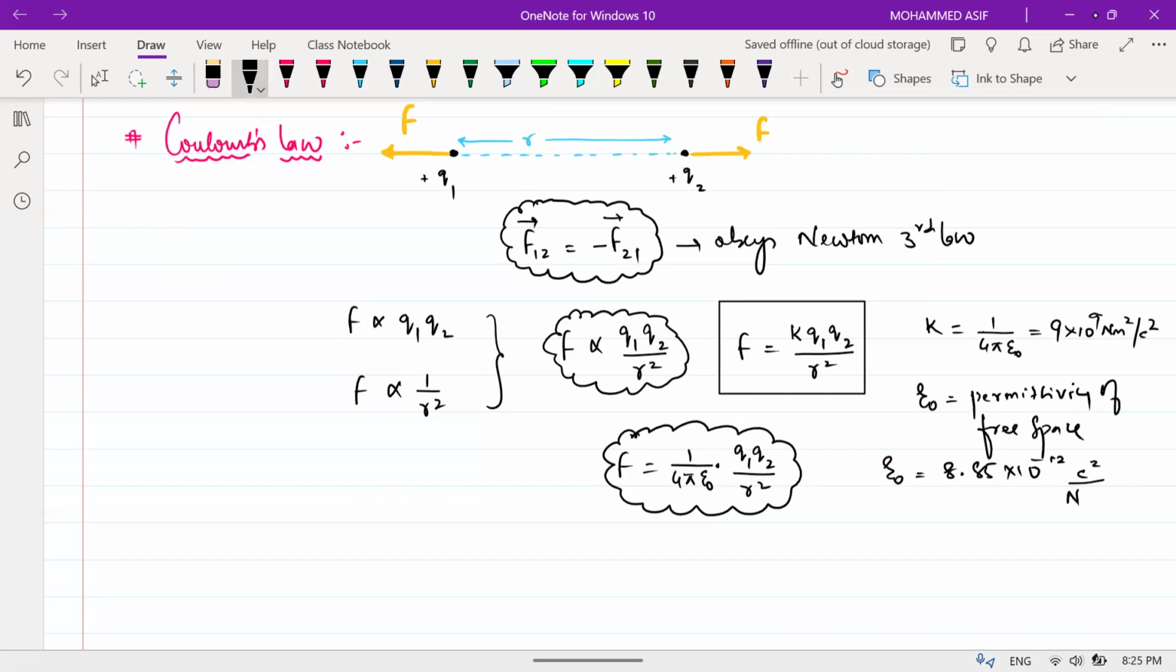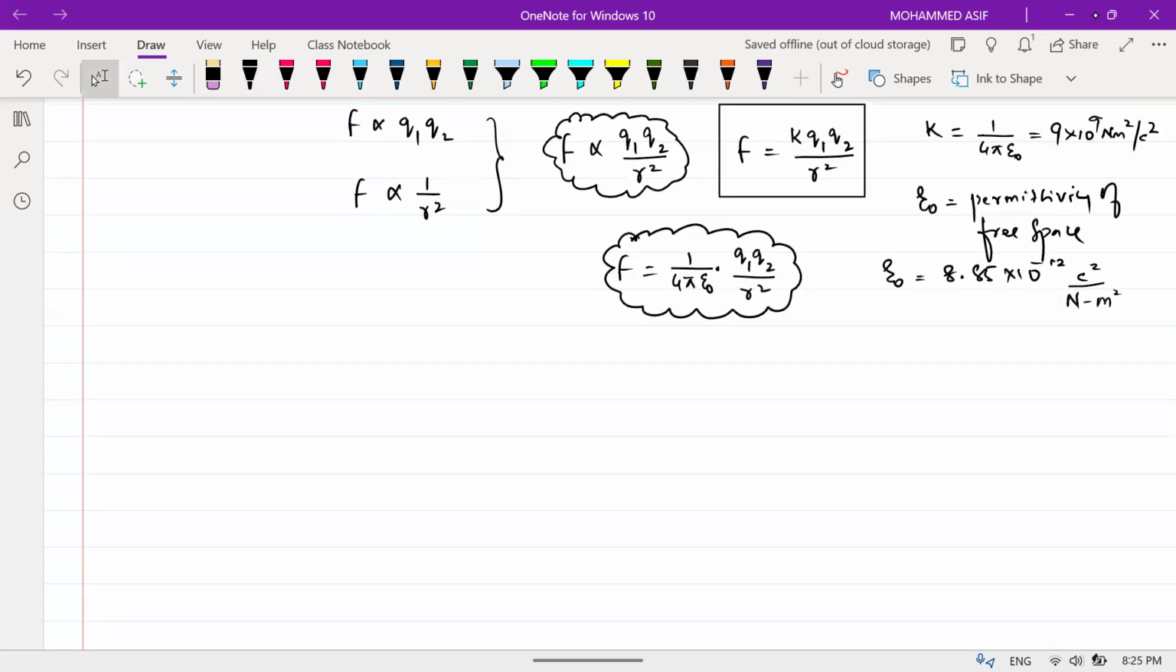The unit is Newton meter square. If I get the value of epsilon naught from this equation, it is better. Epsilon naught will become 1 by 4 pi into, this will become 1 by F into q1 q2 divided by r square. Can I write like this? Yes, sir.